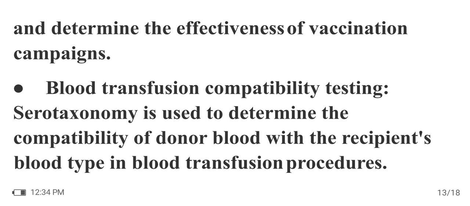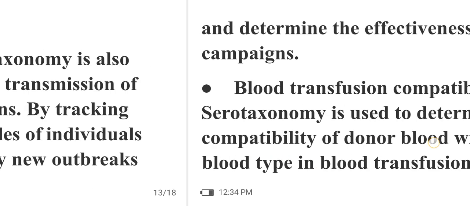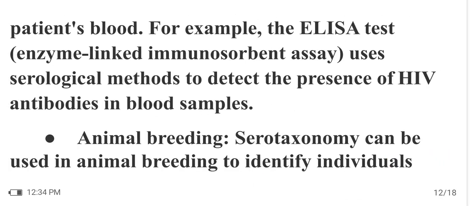Serotaxonomy is used to determine the compatibility of donor blood with the recipient's blood type in blood transfusion procedures. Then quality control testing. Serotaxonomy is used to ensure the quality and safety of blood and pharmaceutical products by detecting the presence of harmful substances or contaminants in samples. Once again, let's have a quick recap.